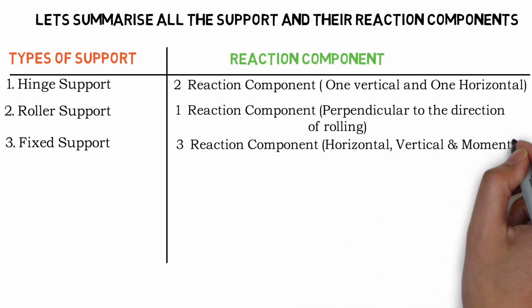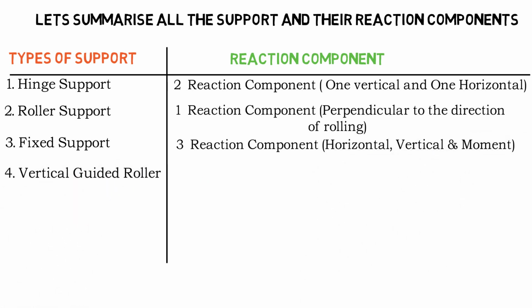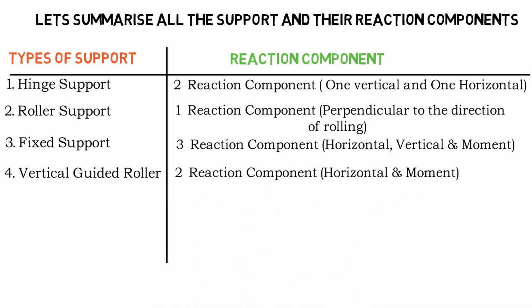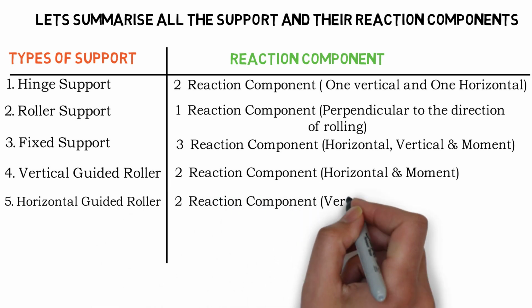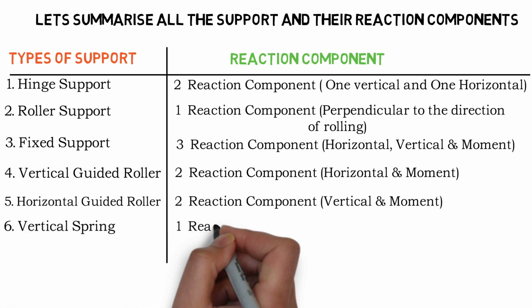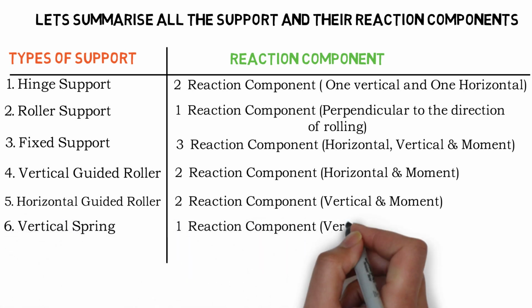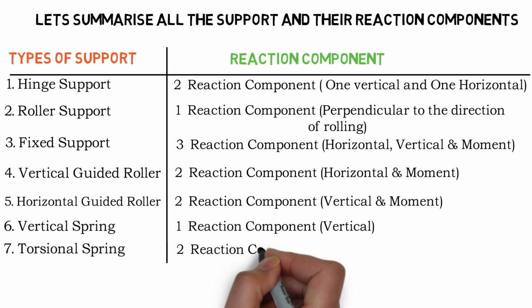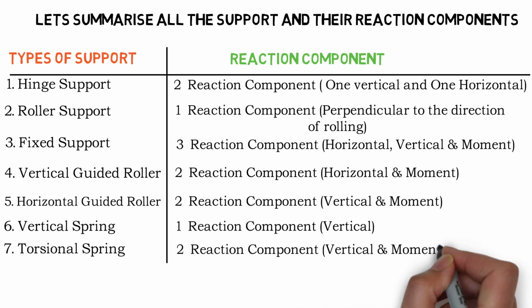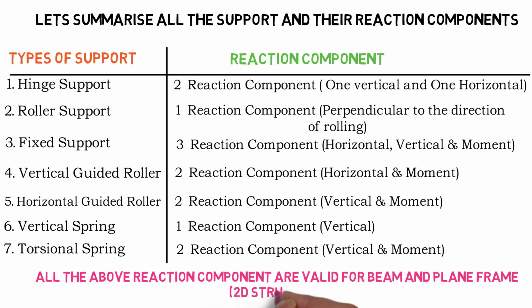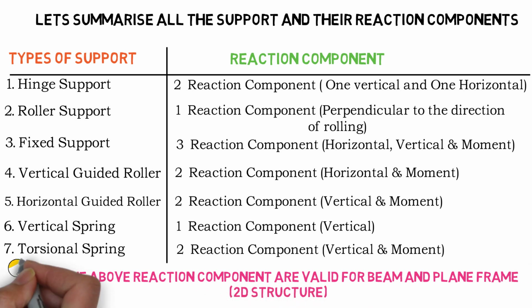Fourth, vertical guided roller: two reaction components, horizontal and moment. Fifth, horizontal guided roller: two reaction components, vertical and moment. Sixth, vertical spring: one reaction component, vertical. Seventh, torsional spring: two reaction components, vertical and moment. All the above reaction components are valid for beams and plane frames, that is for 2D structures.